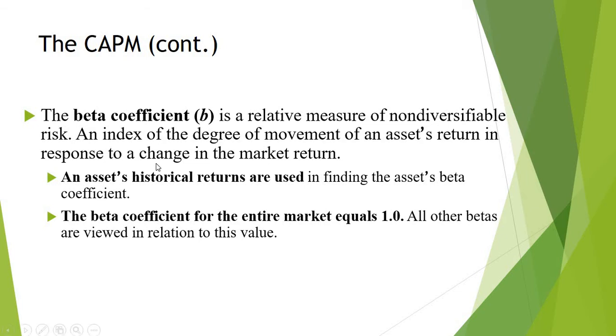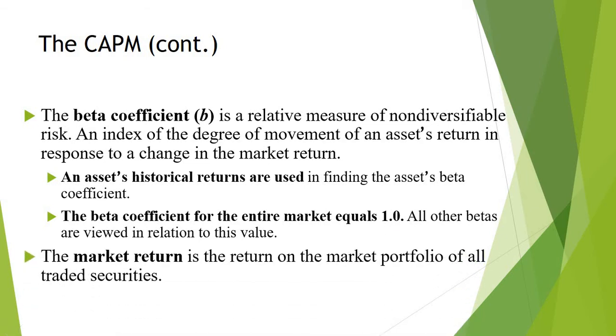An asset's historical returns are used to find out the beta coefficient of a stock or asset, and the beta coefficient for the entire market is equal to 1. The market return is the return on the market portfolio of all traded assets.